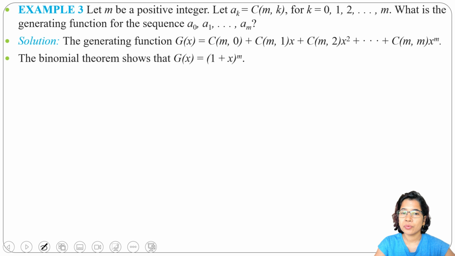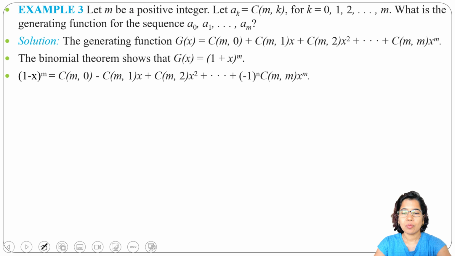What is the value for (1 - x)^m? So (1 - x)^m will be C(m,0) - C(m,1)x + C(m,2)x^2 - C(m,3)x^3, like this, up to (-1)^m x^m. We are just multiplying by (-1)^n, then that result is (1 - x)^m.